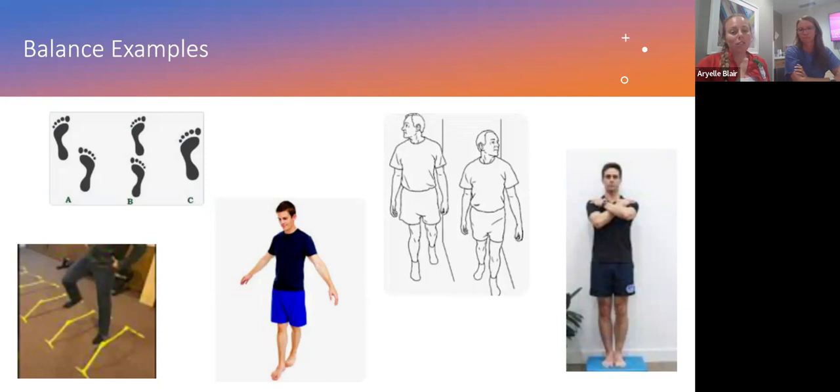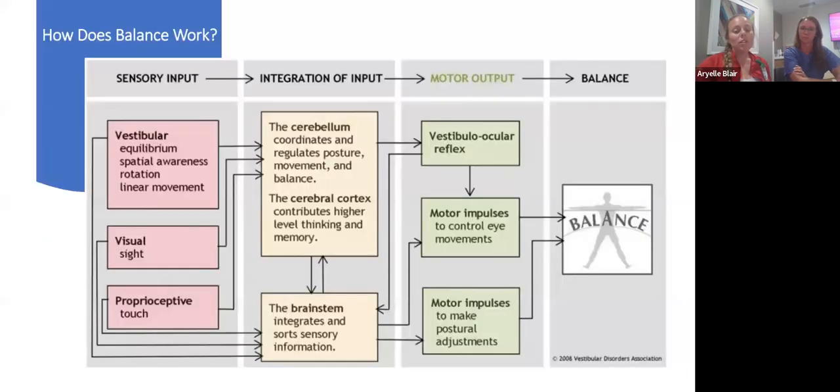We do use foam pads a lot of times in our clinic, seen in that far right picture. You can find those on Amazon. You can search Airex, A-I-R-E-X, that's a brand, or you can just look up foam balance pad. Look at what the density is. The more dense, the more challenging it's going to be because it's a higher pad, but that's something you could get for home.